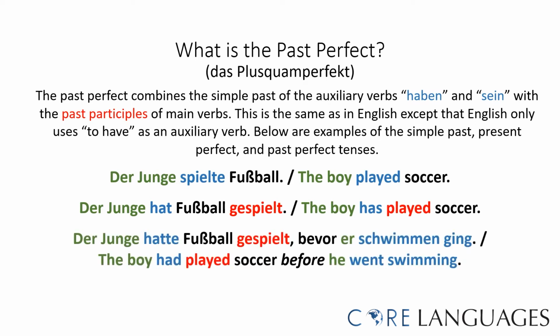Der Junge hatte Fußball gespielt. The boy had played soccer is the past perfect because now haben, or to have, is conjugated in the simple past. I could make a sentence like Der Junge hatte Fußball gespielt, bevor er schwimmen ging. The boy had played soccer before he went swimming.